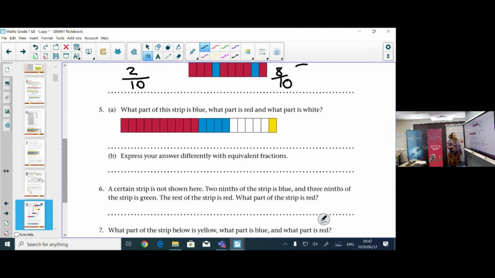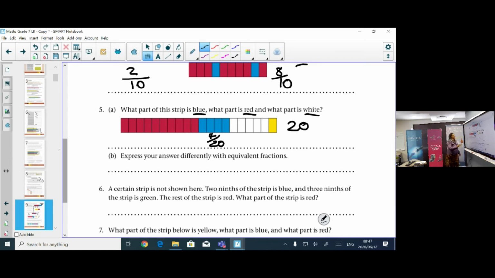What part of this strip is blue? What part is red? What part is white? So they didn't do the part of the yellow there. So for our blue, we need to count the total. 1, 2, 3, 4, 5, 6, 7, 8, 9, 10, 11, 12, 13, 14, 15, 16, 17, 18, 19, 20. That's our 20. So we need to count the blue. If you count, you see that the blue is 4 out of 20.